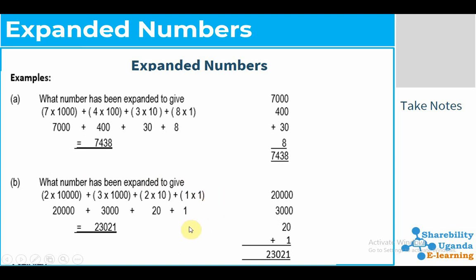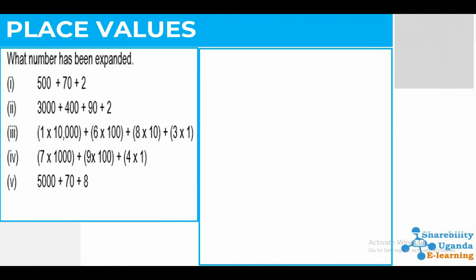Okay, so here we shall continue. I see here we have been given a problem. They are asking what number has been expanded. We have 500 plus 70 plus 2. They may bring them in this way, or they may bring them when they have not yet multiplied. So this was 5 times 100, this was 7 times 10, this was 2 times 1. So they came up with this one. Which number has been expanded?